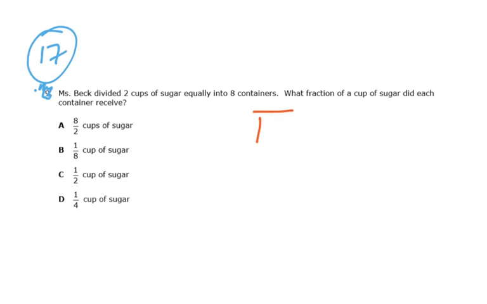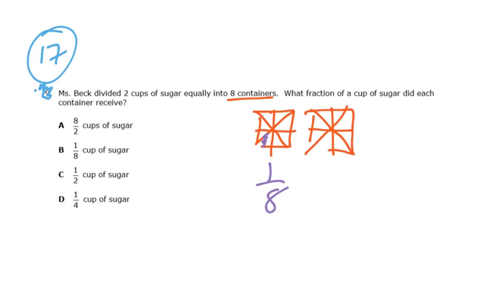Miss Beck has 2 cups of sugar, 1, 2, that she divides equally into 8 containers or 8 pieces. If I chop up each of these into 8 pieces, and I take one piece from here, that's going to be 1/8, and one piece from here, that's also 1/8, and add them together, that is 2/8, which simplifies to 1/4.